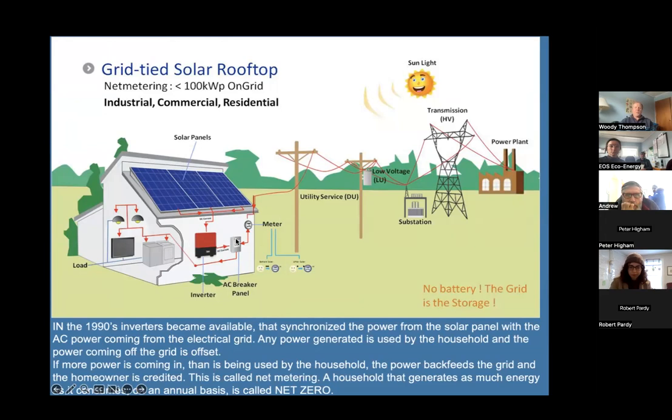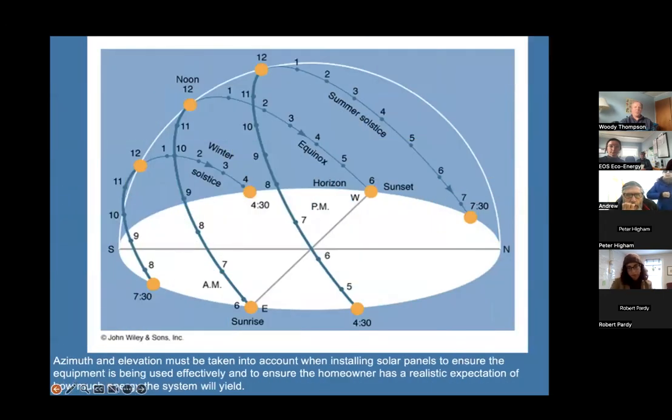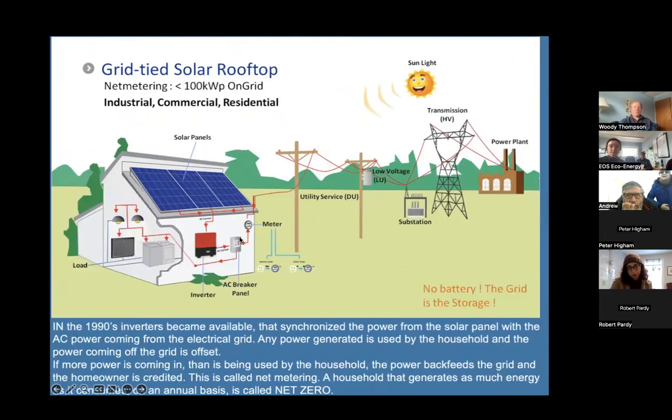If there is more power coming in than you are consuming, then the solar power system backfeeds the meter and sends the power onto the grid, and your meter will record the power that you are contributing to the grid, and your power company will give you energy credits that you can use at a later time.